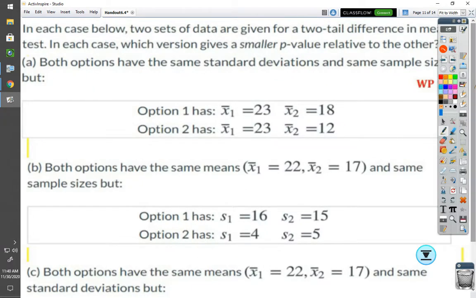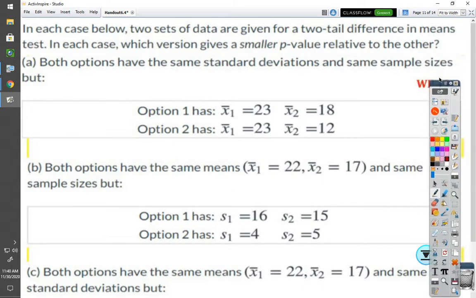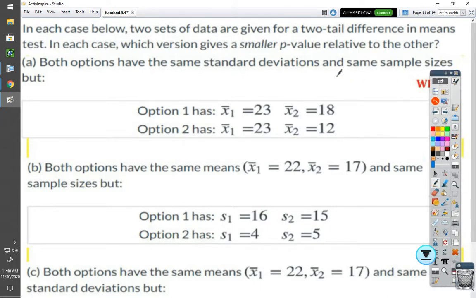First of all, let's talk here. It says, in each case below, two sets of data are given for a two-tail difference in means test. In each case, which version gives a smaller p-value relative to the others? Okay, so we want to look at the first one and the second one and figure out which one has a smaller p-value. Both options have the same standard deviation and the same sample sizes.